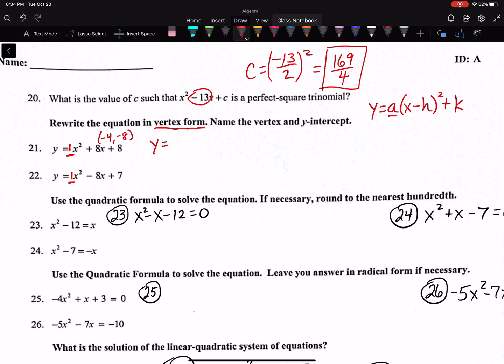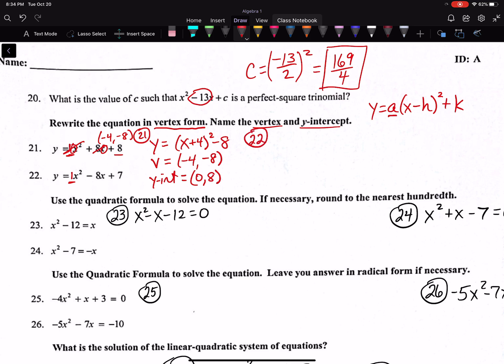So y equals, a is 1, so I can leave it blank, or you can put 1 there if you want to. X minus -4 would be x plus 4 squared minus 8. Boom. That is your vertex form for number 21. Then it says name the vertex. The vertex I just named was -4, -8. And it also says do the y-intercept. The y-intercept is if I plugged in 0 for that x and for that x, they would both cancel and I would be left with 8. So it's 0, 8.